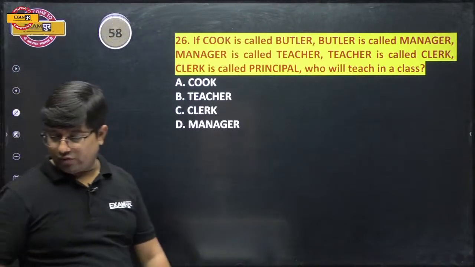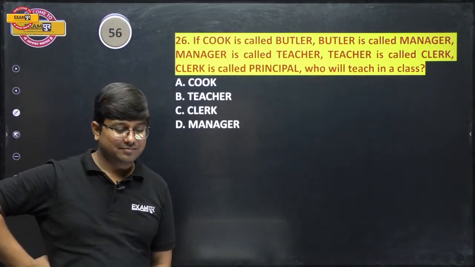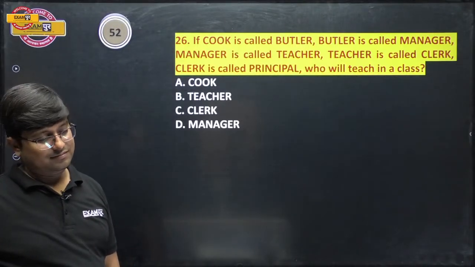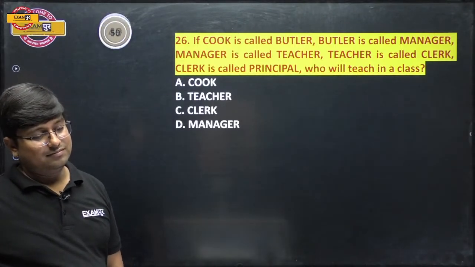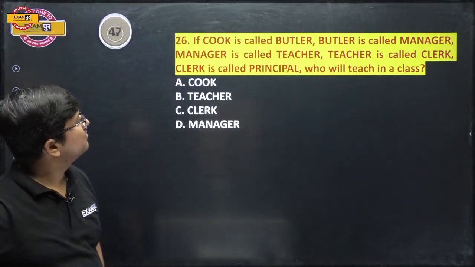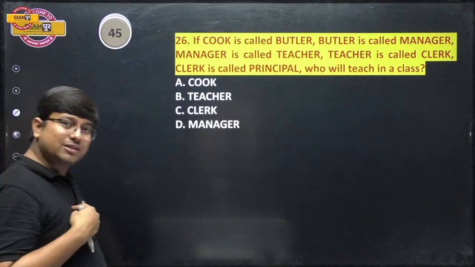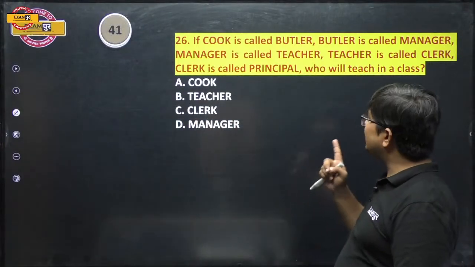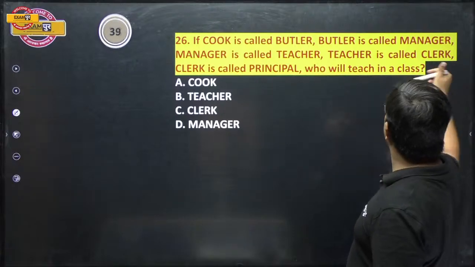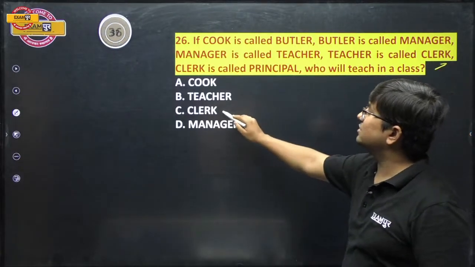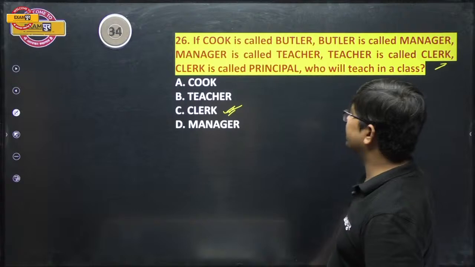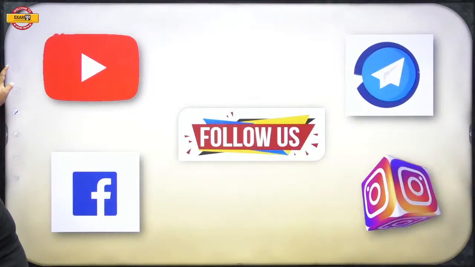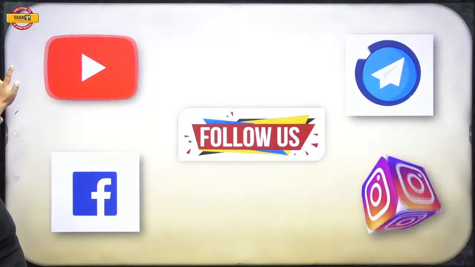Again, very simple. Quickly go ahead. So who will teach in the class? Obviously the teacher. So answer was teacher, but teacher is coded as what? Teacher is coded as clerk, and therefore the right answer is clerk. All right, everyone. Okay, see, I have discussed this.